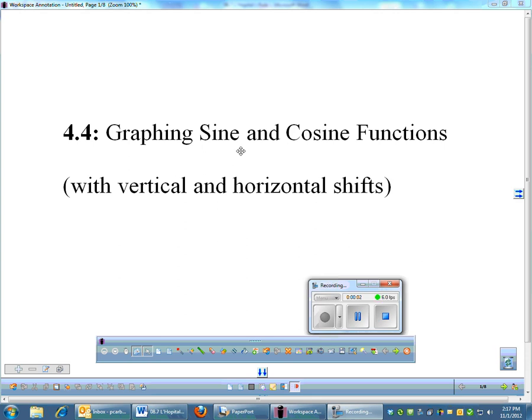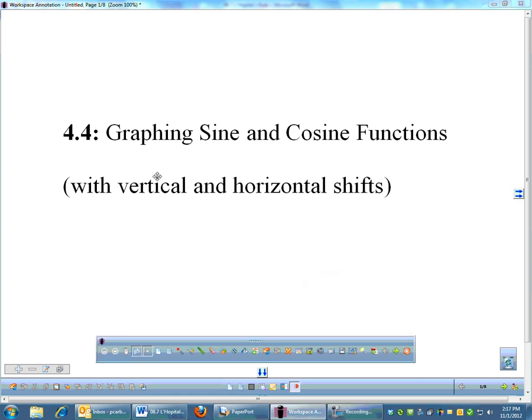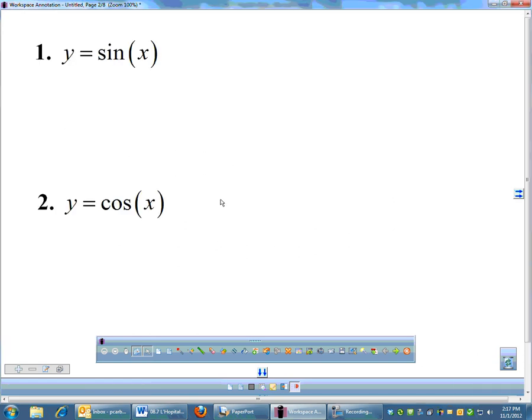Okay, let's move on with the graphs of sine and cosine here. In the first lesson, we talked about graphing sine and cosine with period and amplitude changes. Now we need to see what happens if we have a vertical or a horizontal shift, and then we'll throw all four of them into one big problem.